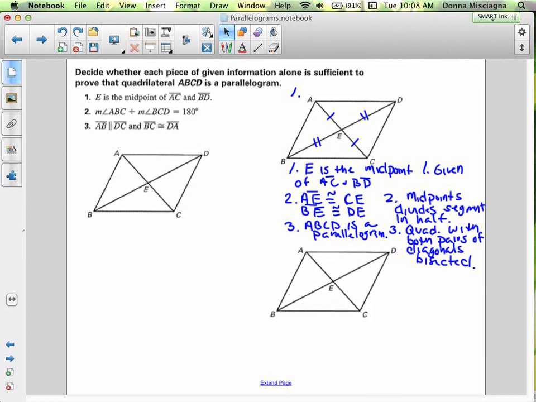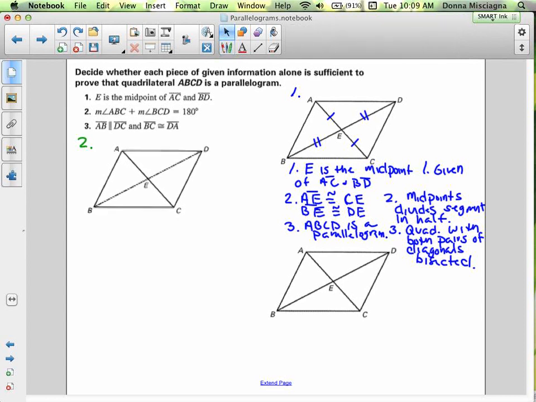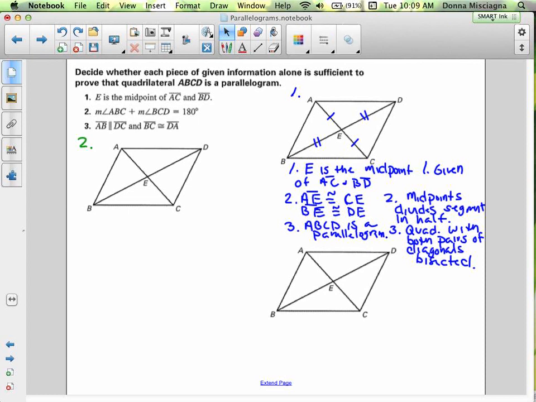All right, let's go to number 2. I'll have to decide where that number 3 is going to go. It all depends on how much space number 2 takes up. All right, so number 2, we're given that angle ABC plus angle BCD adds up to 180 degrees. And, well, that's not enough information, right? So this one, we can't prove it's a parallelogram because that's not enough information.